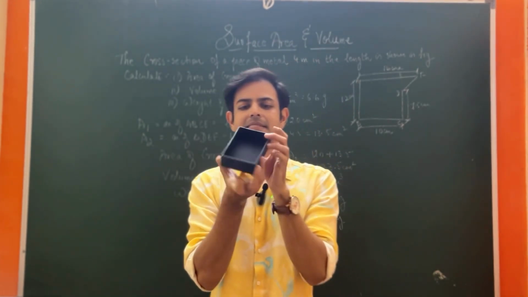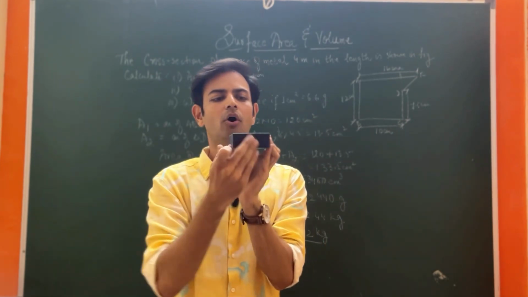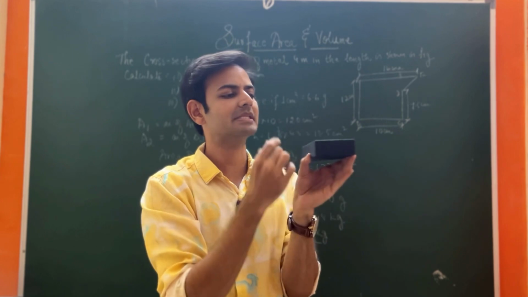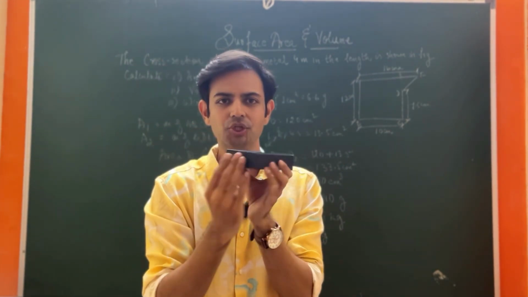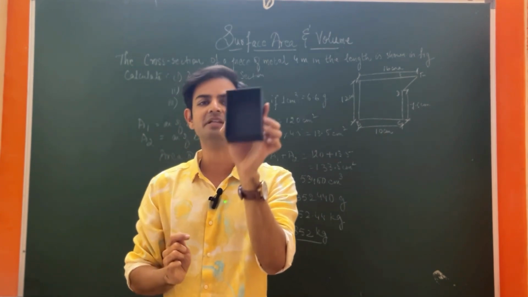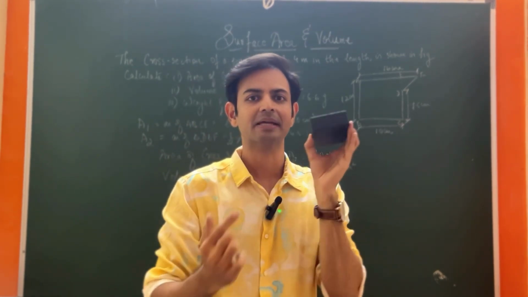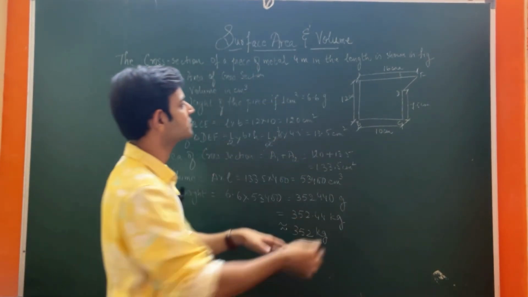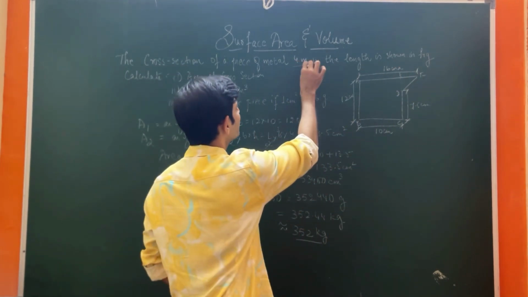Now first of all, what is the area of cross section? Now when we see this box, it is a cuboid, but if I cut it from anywhere from its face, you will see only a rectangle. So the cross section for this box, although it is a cuboid, is a rectangle. Similarly, there is a piece of metal whose cross section is this, but the length is 4 meter.